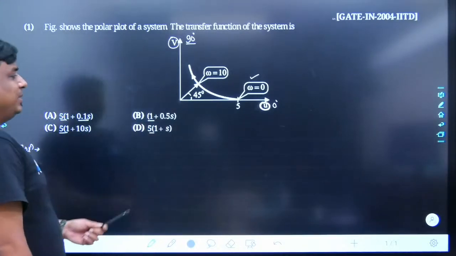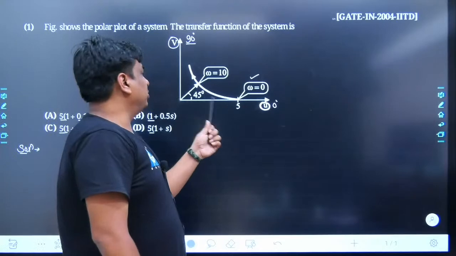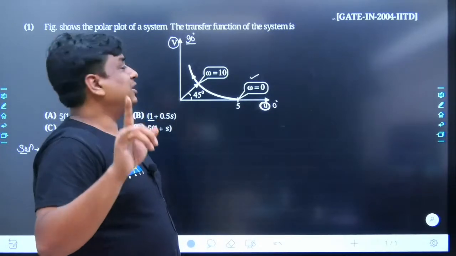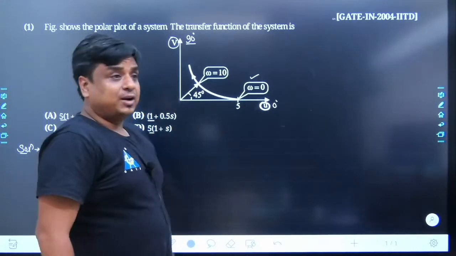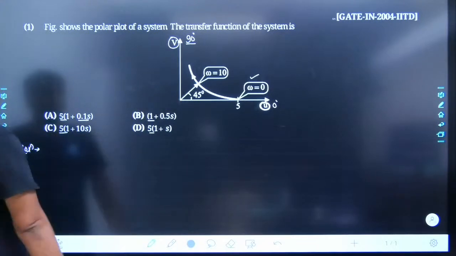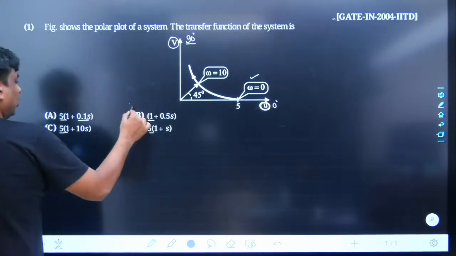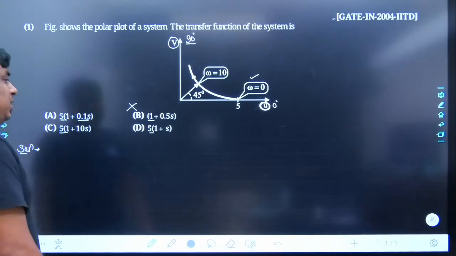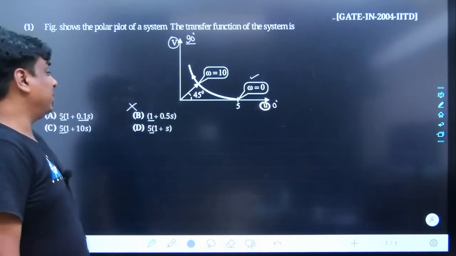So put together, as far as omega equals 0 is concerned, the magnitude is 5. One thing is pretty sure, one thing is pretty clear: the magnitude is 5. So may I know out of the 4 different options, which option has been ruled out? Obviously sir, option B is ruled out. Option B could have been the answer only and only at omega equals 0.